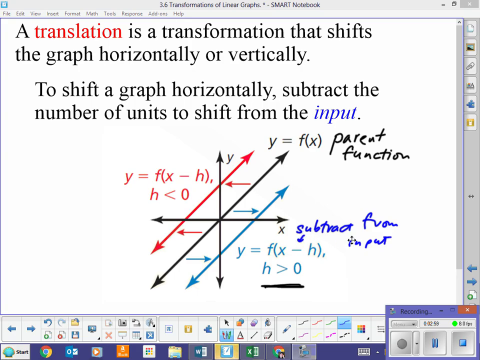And this is a positive number, right? To shift it to the left horizontally, we'll subtract from the input, but we're subtracting a negative number. When we subtract a negative number, remember, it looks like we're adding. So we're subtracting a negative number from the input.